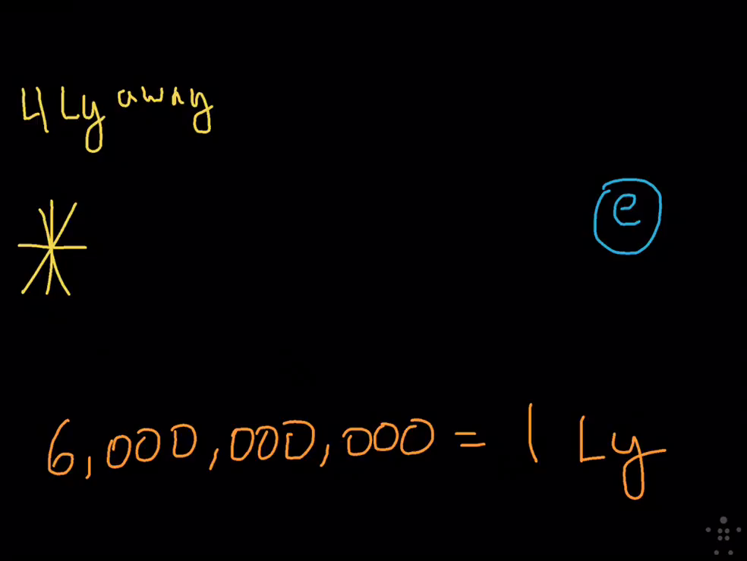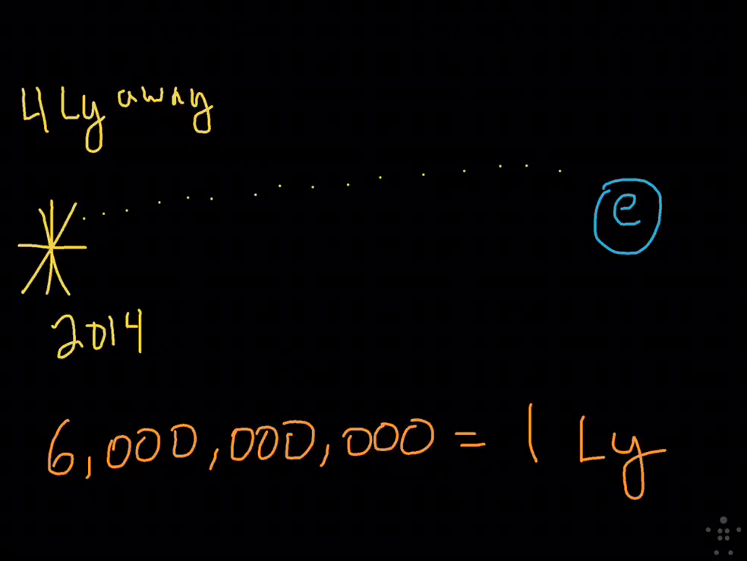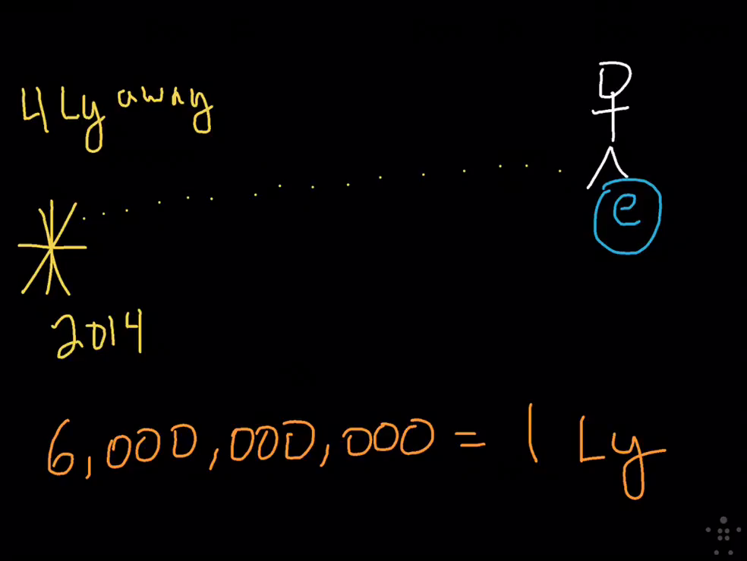So here's the crazy part, and this is the reason you're looking into the past. Say it's the year 2014. That light is going to travel the speed of light towards Earth, and there's a little person standing on Earth. Because it's 4 light years away, we're not going to see that star's light until about 2018. That's when we're going to see that light from 2014.